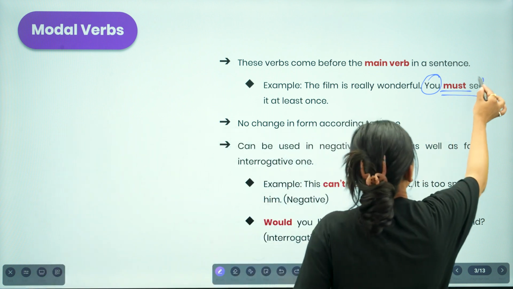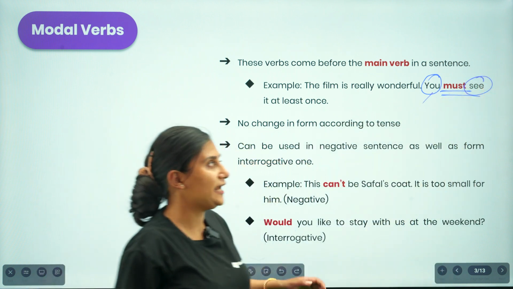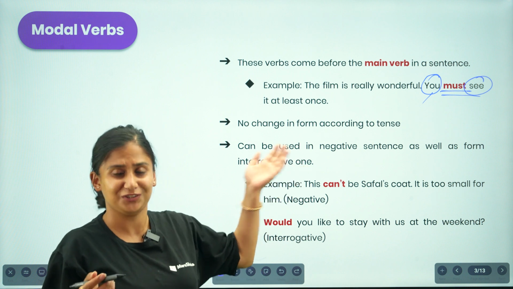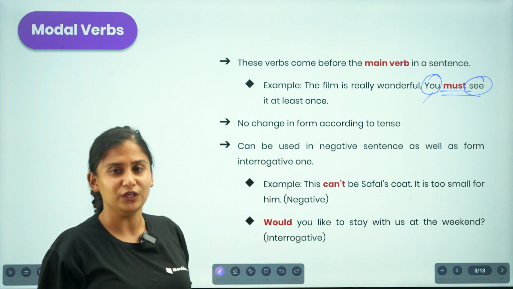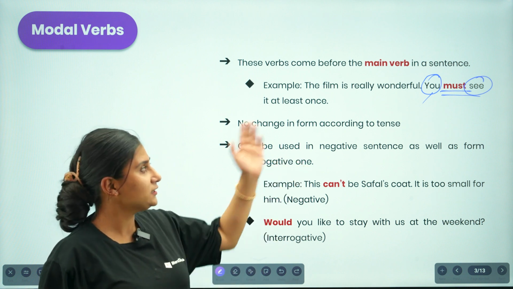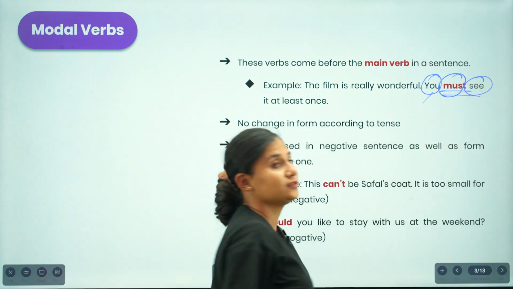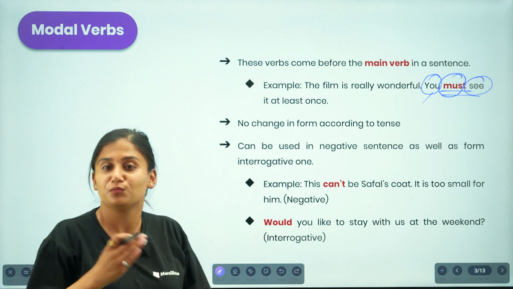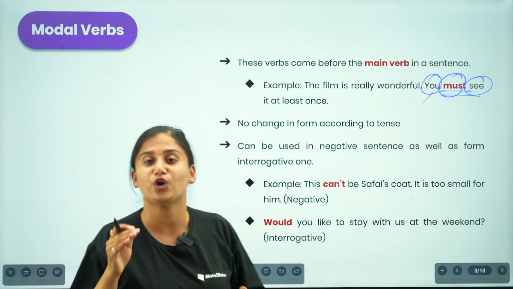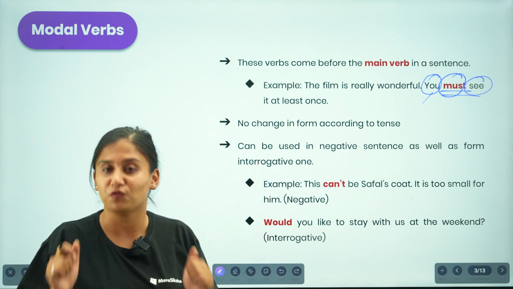So the speaker could have only said that you should see it once. The film is wonderful, you just see it once. But this you must is emphasizing. It is putting effort. Using the modal verb, it is saying that you must see. It is emphasizing the action that a subject must perform.